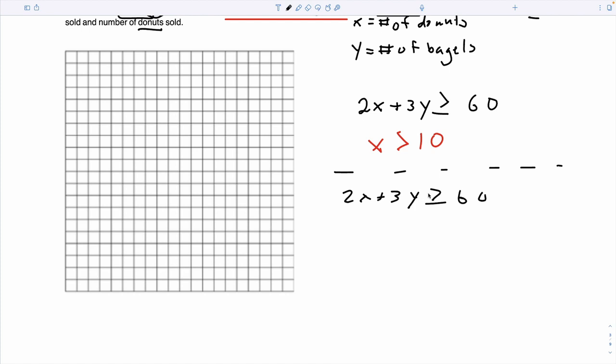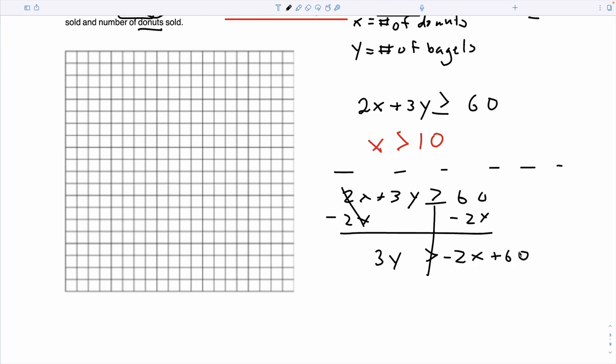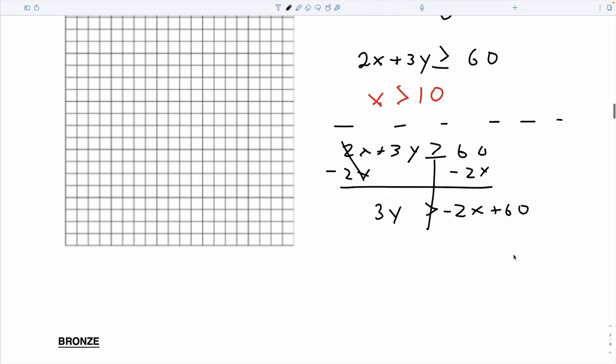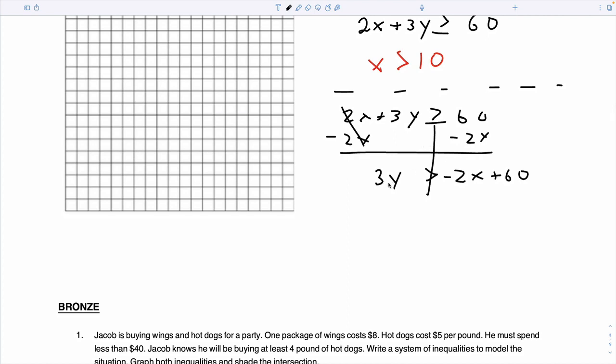When we have an x and a y, the goal is to get y by itself. Let's move 2x to the right side. 3y is left over. How do I get this in slope-intercept form? You're on the right track. How do I get this in slope-intercept form? So it's y.